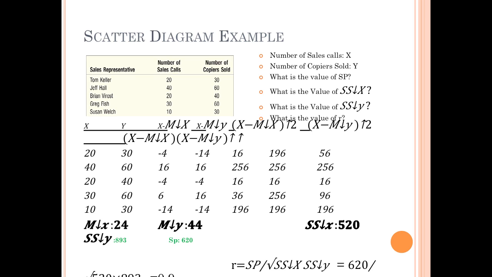And then if you wanted to calculate your correlation, your sum of the cross products, or SP, goes on top, and it's divided by the square root of the sum of squares for X times the sum of squares for Y. So that would be 620 over the square root of 520 times 893, and that gives, I think it's 0.9. Is that clear? Even though the picture is very unclear.